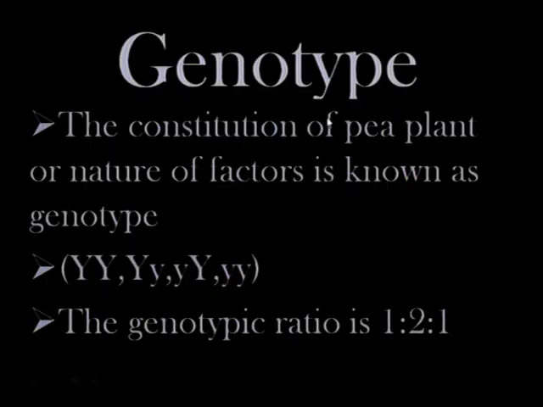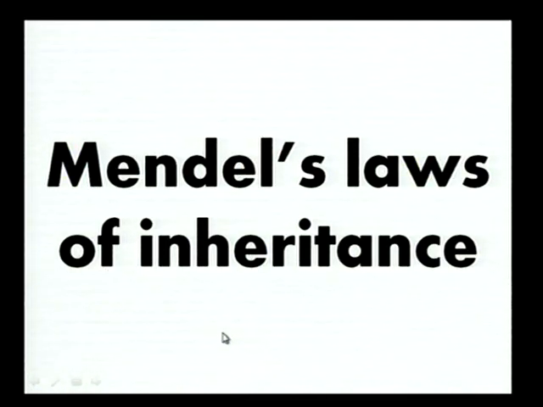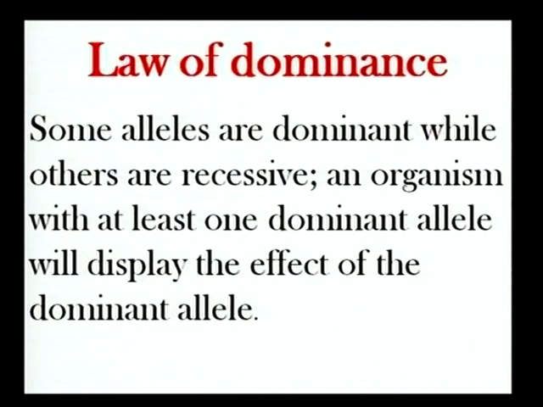The constitution of the pea plant, or nature of the factors, is known as genotype: capital Y capital Y, capital Y small y, and small y small y. The genotypic ratio is 1:2:1. Then Mendel made the laws of inheritance. The first law is the law of dominance. Some alleles are dominant while others are recessive. An organism with at least one dominant allele will display the effect of the dominant allele.